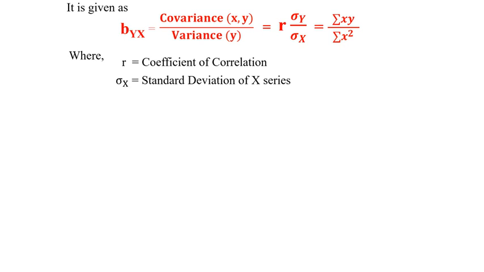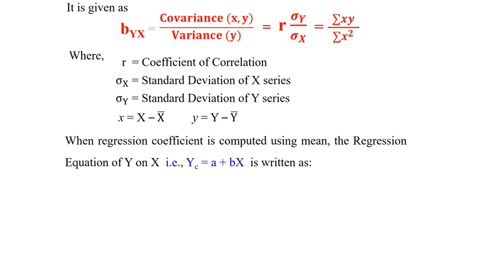Where r equals coefficient of correlation, sigma x equals standard deviation of x series, sigma y equals standard deviation of y series, small x equals x minus mean of x, and small y equals y minus mean of y. Y bar, that is mean of y, has to be deducted from each variable to find out small y, and mean of x variable, x bar, has to be deducted from each variable to find out each small x in the given set of x variables.